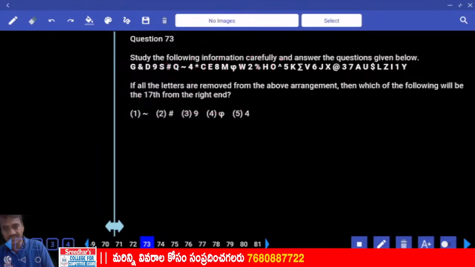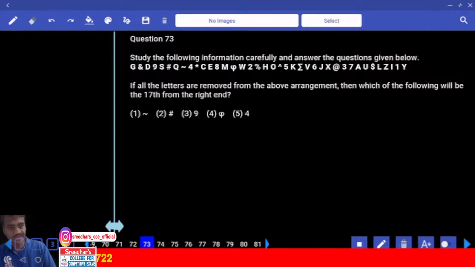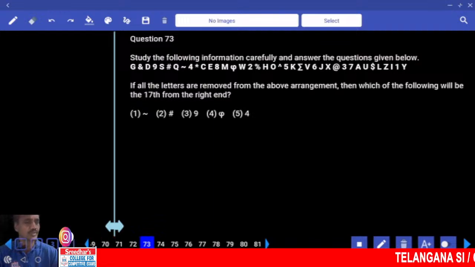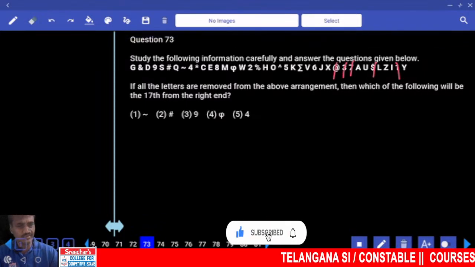5 and power is the choice for question number 72. Then 73, if all the letters are removed, which of the following will be 17th from the right? 17th from the right without letters. Then start counting here without letters, 17th from the right. Then 1, and 2, 3, 4, 5, 6.